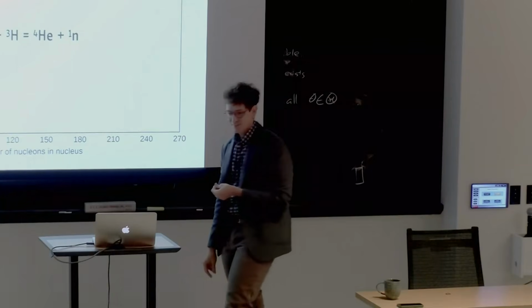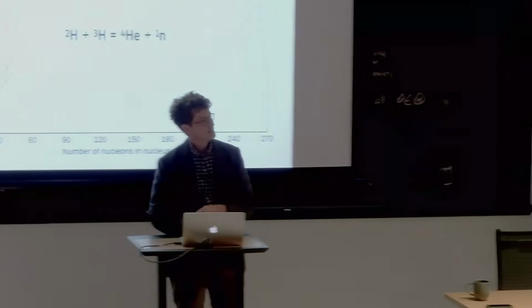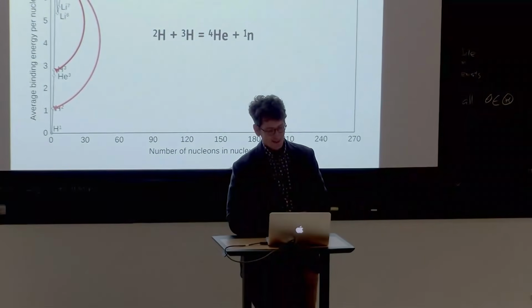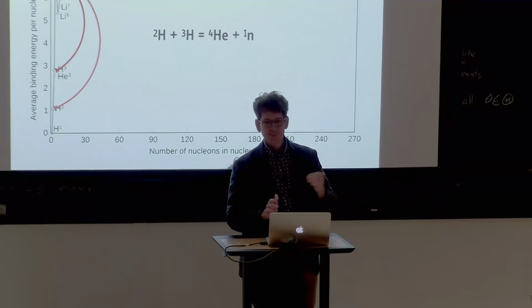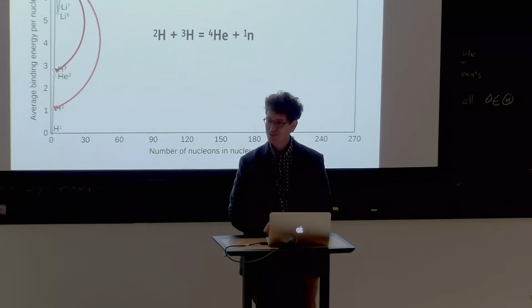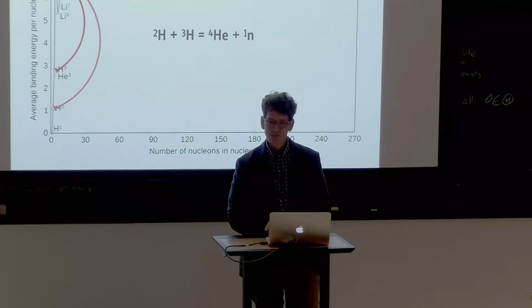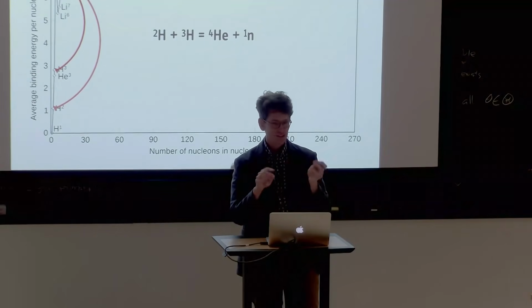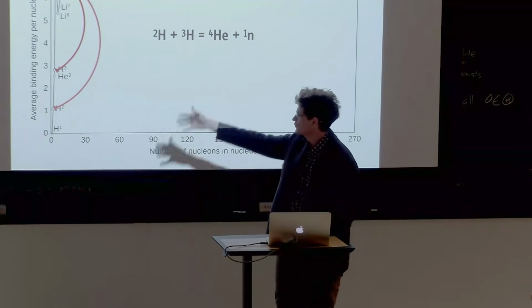7.4. 7 times 4 minus 2 minus 3 times 2.8. 17.6. That is indeed the amount of energy you get from DT fusion. So that's where it comes from. It's just this rearranging of the nucleons along this curve of binding energy.